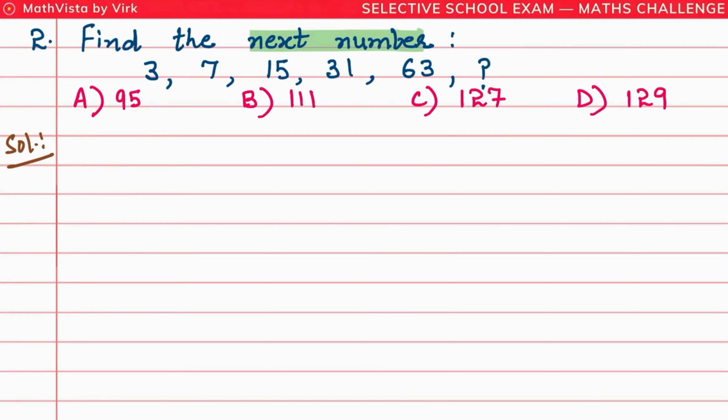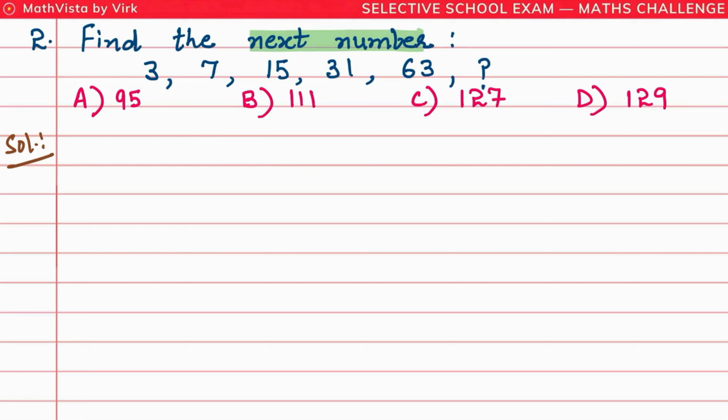Now, we move to the next question. Here the question is: find the next number, where the numbers are 3, 7, 15, 31 and 63. We have to find the next number. And the options are 95, 111, 127 and option D is 129. So, how to start the question?